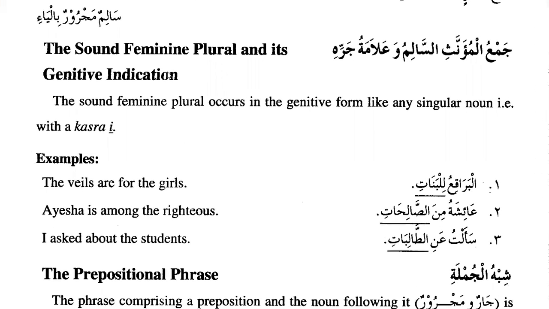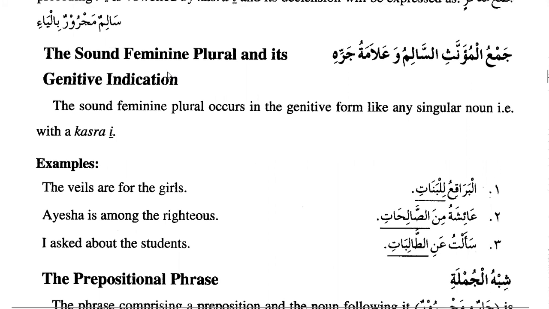The sound feminine plural, jamal monas salim wa alamatu jarrihi. The sound feminine plural occurs in the genitive form like any singular noun, i.e. with a kasra. Example: the whales are for the girls, al-baraqi'u lil-banati. Aisha is among the righteous, Aishatu min as-salihat. I asked about the students, sa'altu anit-talibat.